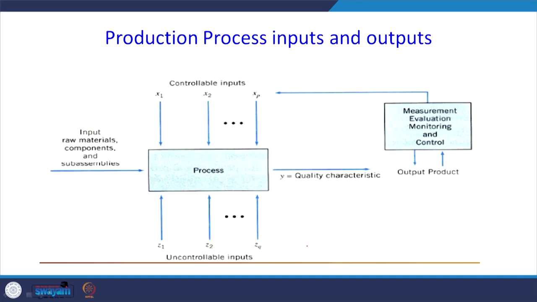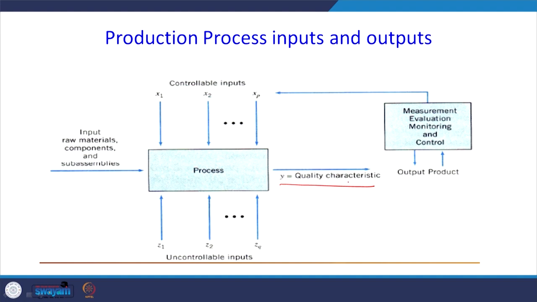Why is this concept of ANOVA more important? Suppose in the production process there are different input variables, x1, x2 and xp. These are controllable inputs. There may be some uncontrollable inputs, that is z1, z2, z3. The inputs may be raw materials, components and sub-assemblies. The output is the quality characteristic. This quality characteristic y is generally affected by x1, x2 and x3. That is the output product.